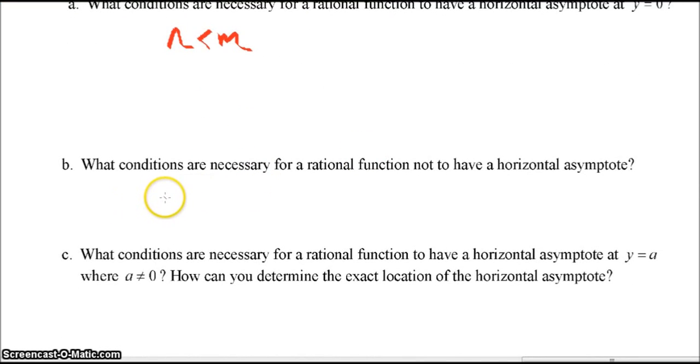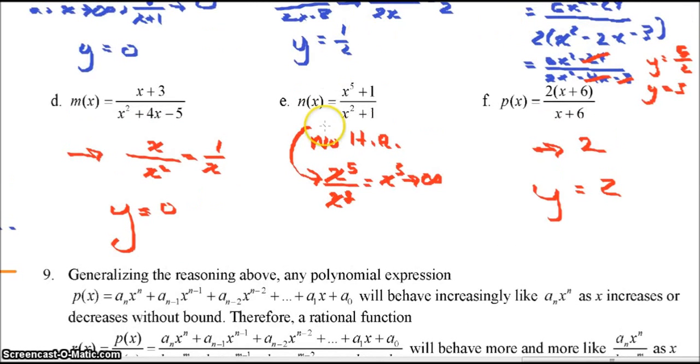If you do not have a horizontal asymptote, the degree of the numerator is greater than the degree of the denominator, like this one here, because the numerator goes to infinity quicker than the denominator, so the whole function goes to infinity.